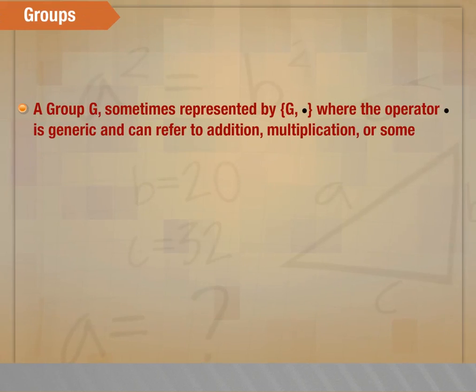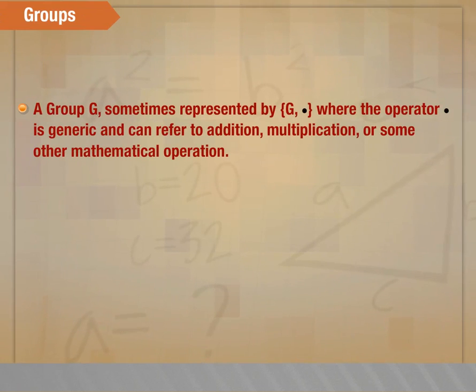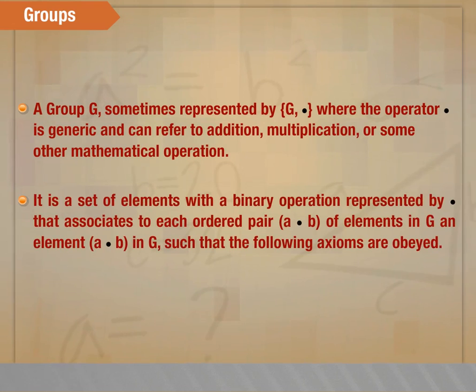Groups. A group G, sometimes represented by (G, ·), where the operator · is generic and can refer to addition, multiplication, or some other mathematical operation, is a set of elements with a binary operation represented by · that associates to each ordered pair (a, b) of elements in G an element a · b in G, such that the following axioms are obeyed.